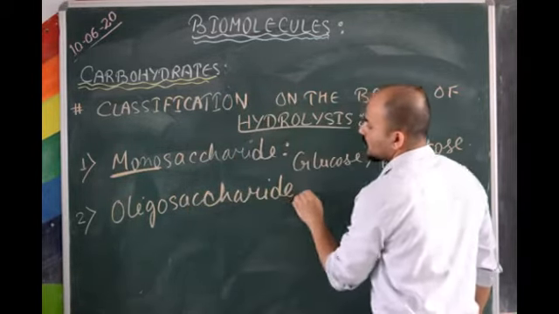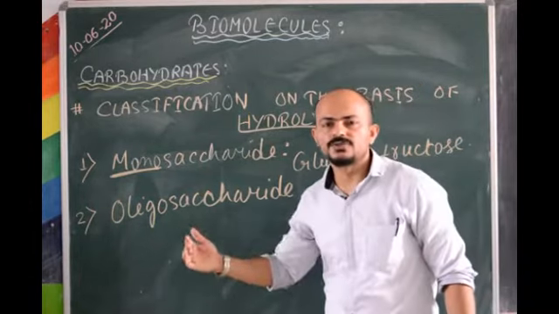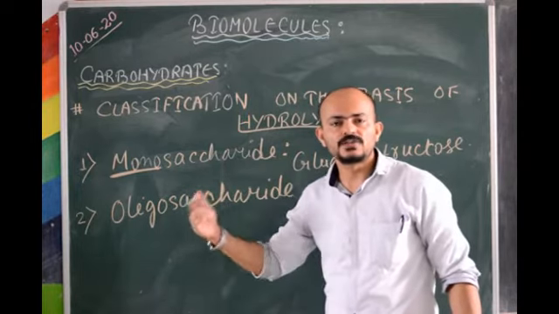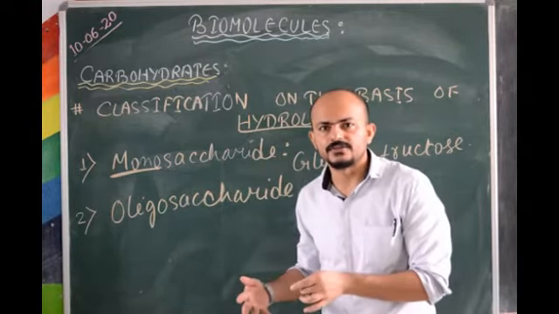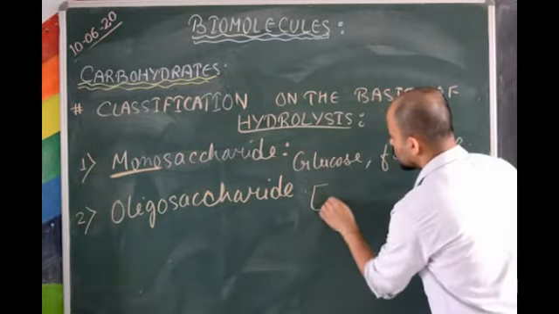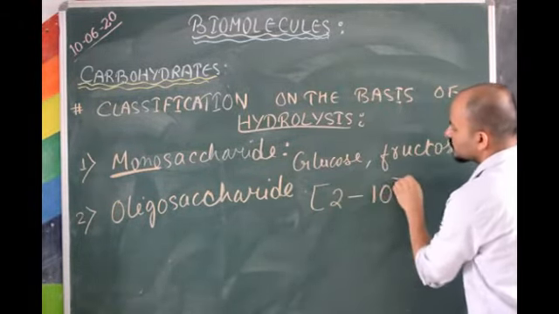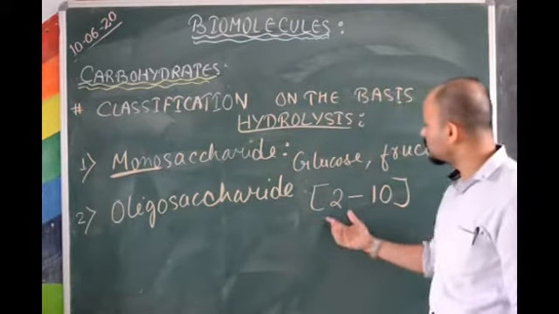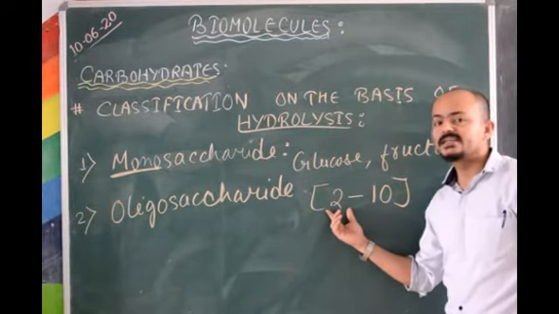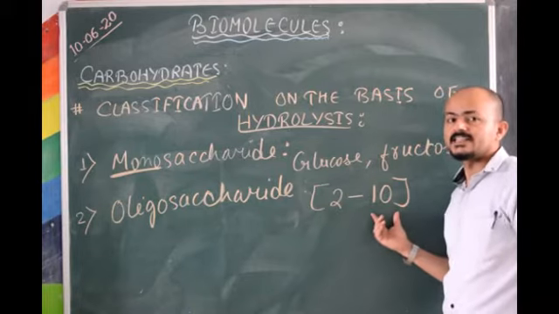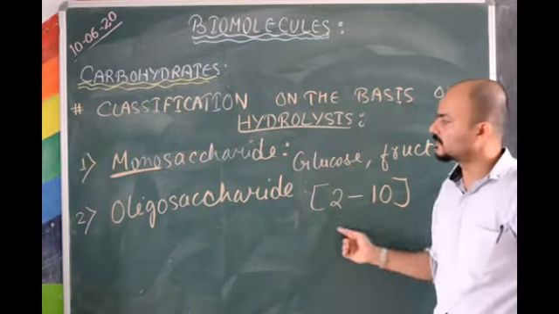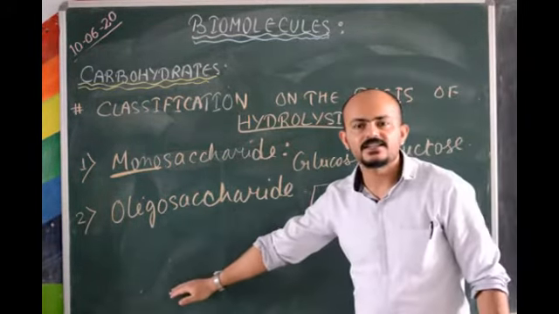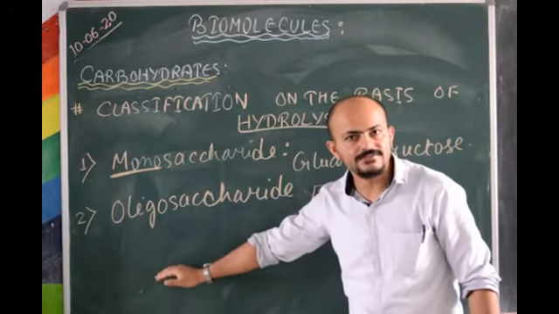Oligosaccharides are those compounds which, please remember, upon hydrolysis yield a definite number of monosaccharides, 2 to 10. They yield monosaccharides between 2 to 10. These carbohydrates are known as oligosaccharides. Based on the numbers, they can again be classified further.